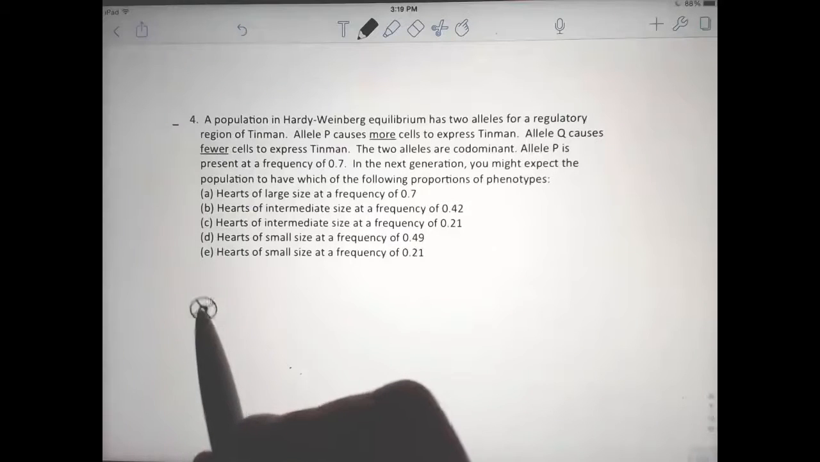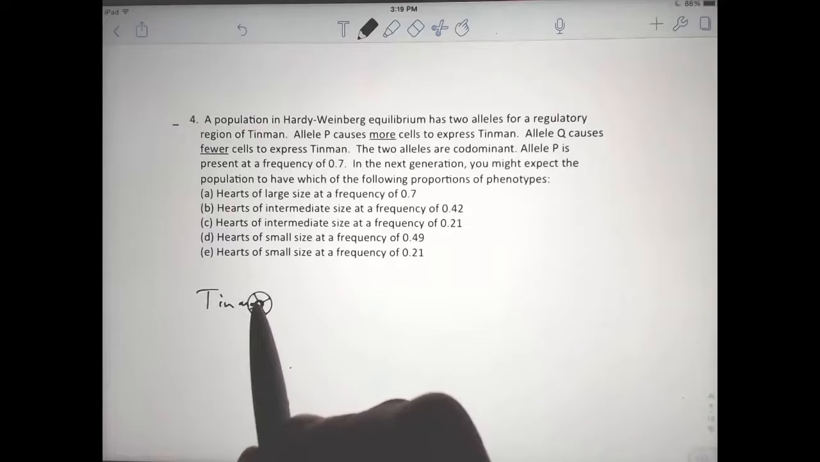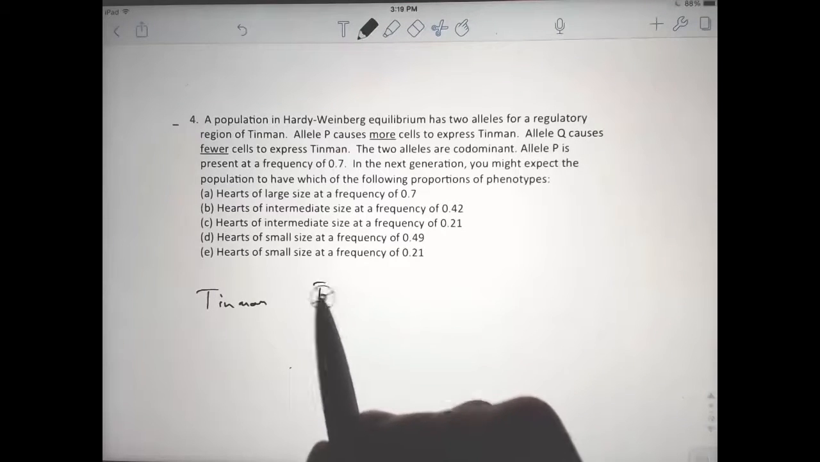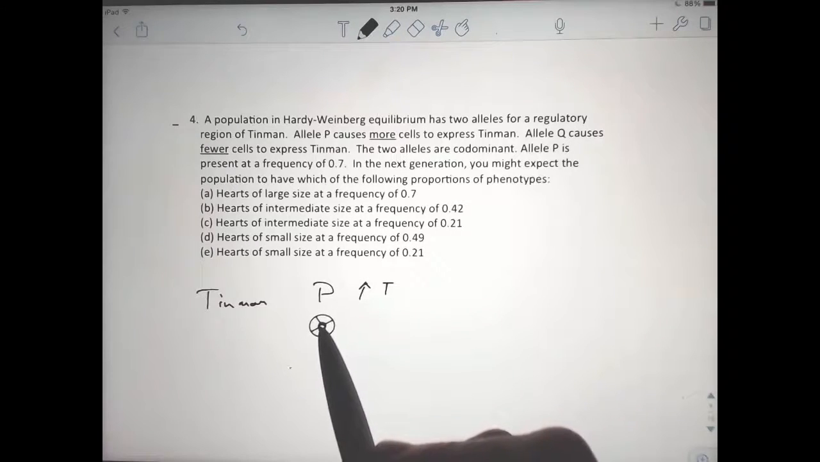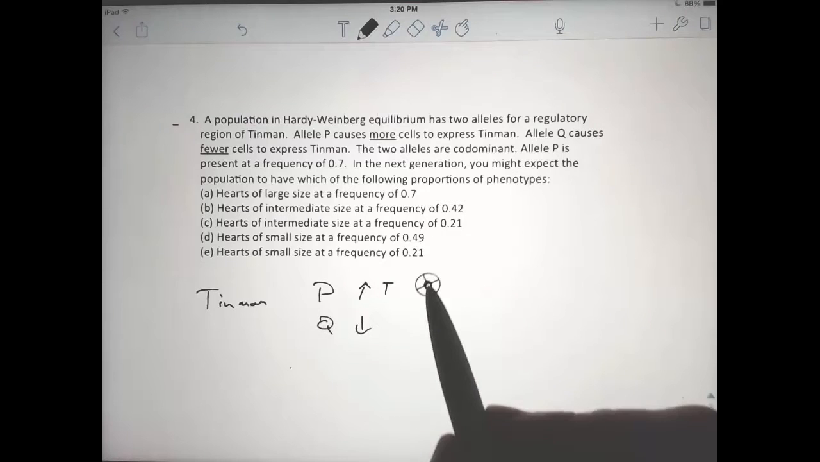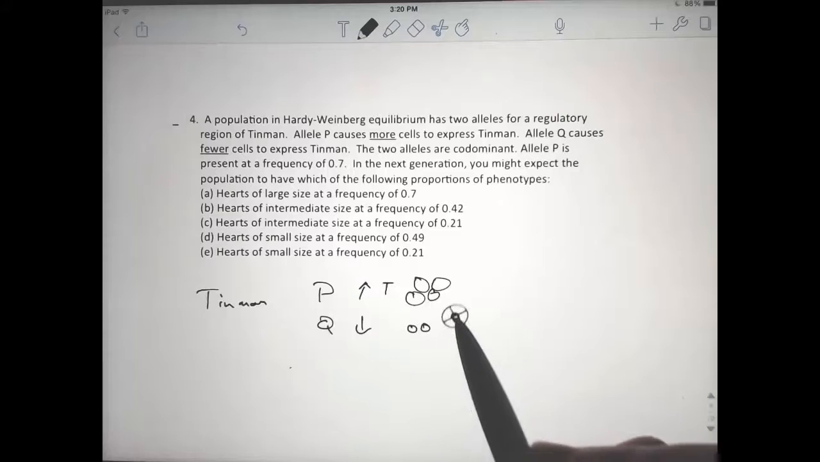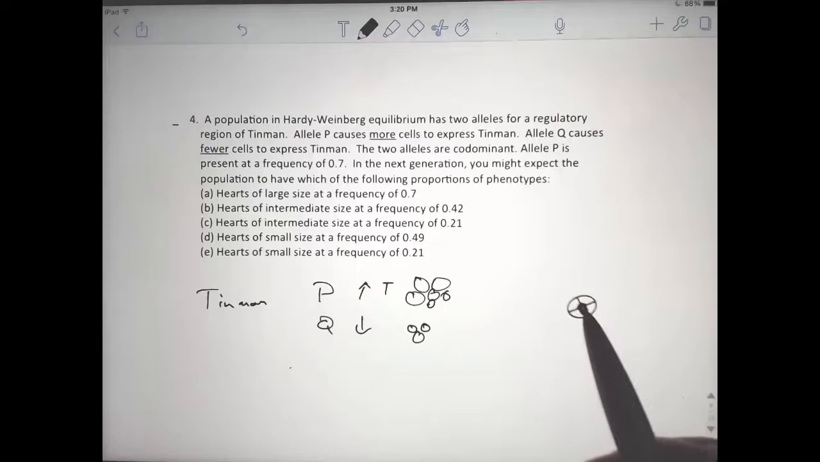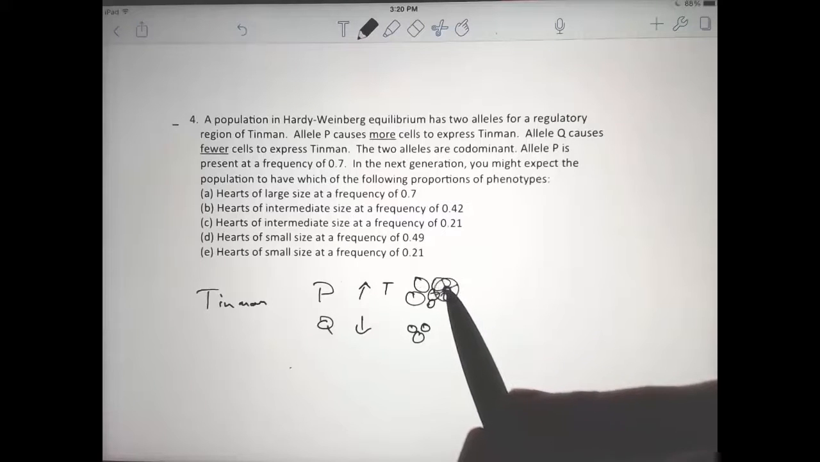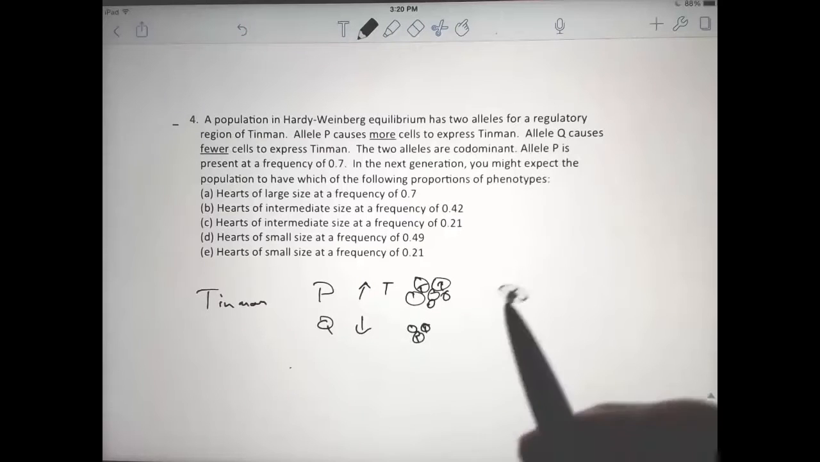Here I would decide how much to put in, but if I'm going to be thorough, here's Tin Man. P increases Tin Man. Q decreases it. Oh, and I'm going to remind myself it's the number of cells. So with P allele, there's more cells that express, and with the Q allele, less cells. And later I'll remind myself that might make a bigger heart. So P might give a bigger heart because more cells are expressing Tin Man, which induces hearts.